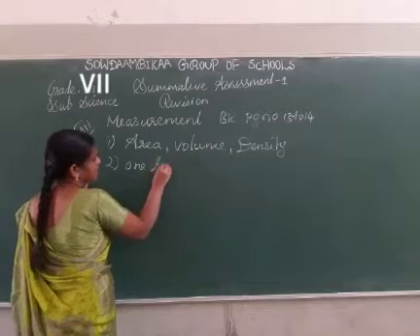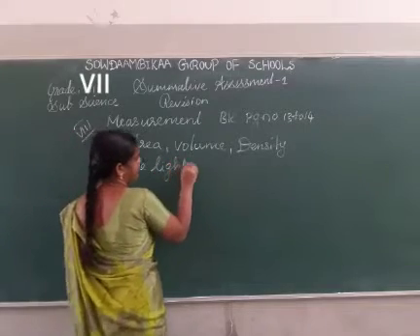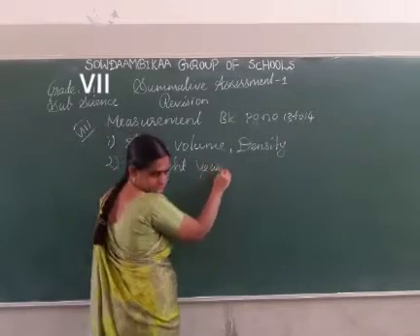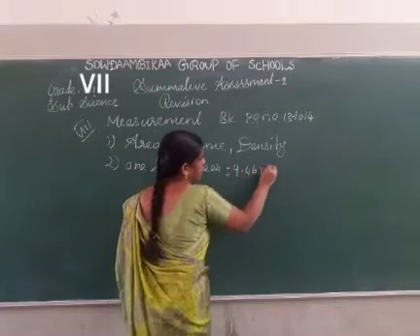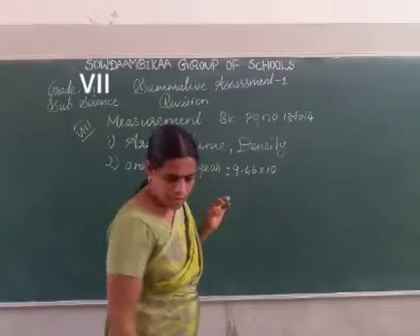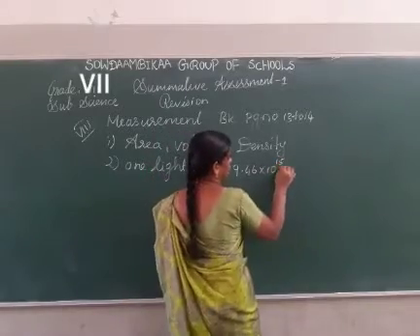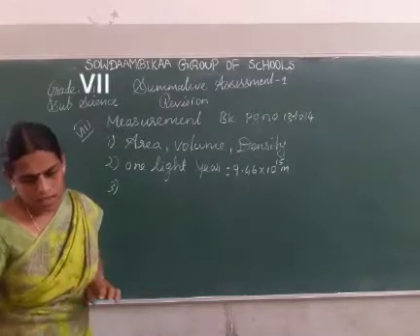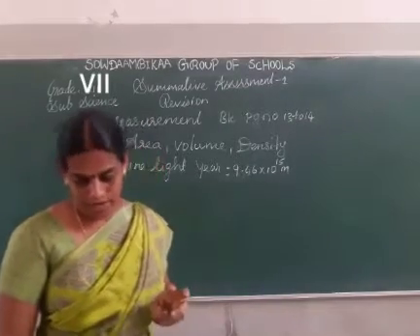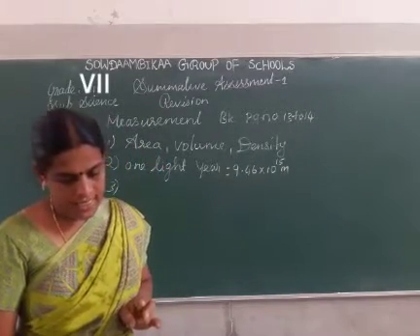1 light year equal to 9.46 into 10 to the power of 15 meter. Okay, next, third question. Write down the formula used to find the volume of a cylinder.